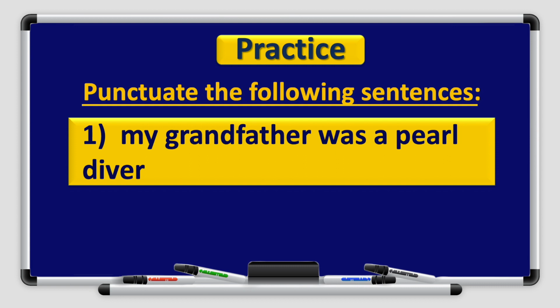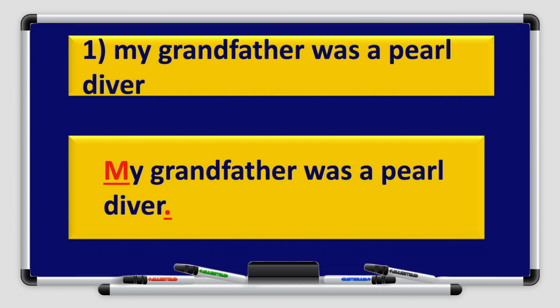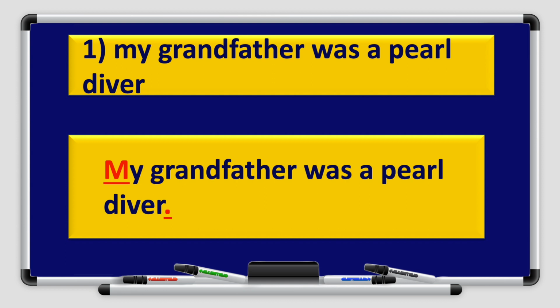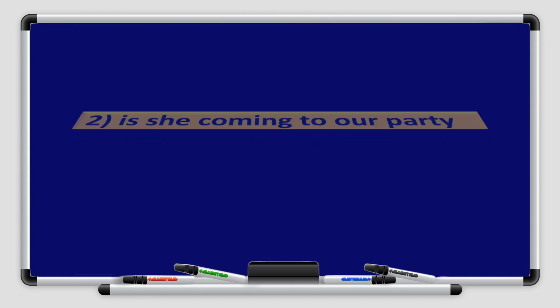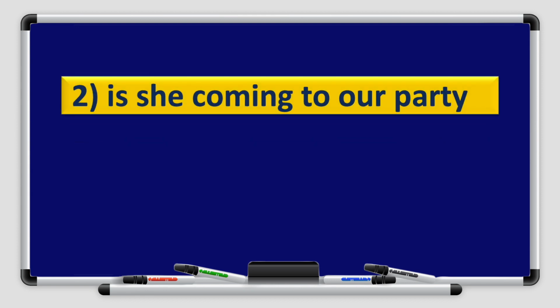My grandfather was a pearl diver. Now, how to punctuate the sentence? My should be capital because it's the beginning of the sentence. Grandfather was a pearl diver. And at the end, you should put the dot. Excellent, boys and girls.